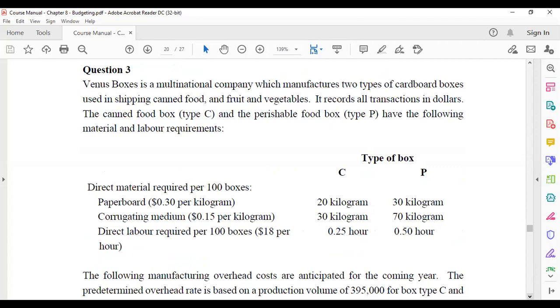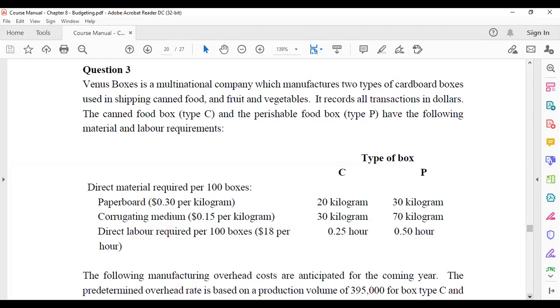The Venus Boxes is a multinational company which manufactures 2 types of cardboard boxes used in shipping canned food and fruits and vegetables. So it's basically a business that is into the manufacturing of cardboard boxes. Currently they are producing 2 types of boxes, the canned food box type C and the perishable food box type P. So let's say it's type C and type P. The following information is given about the material and labor.